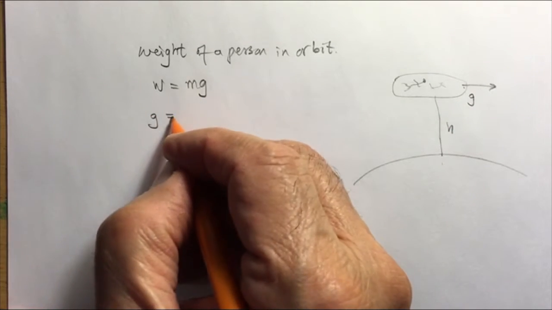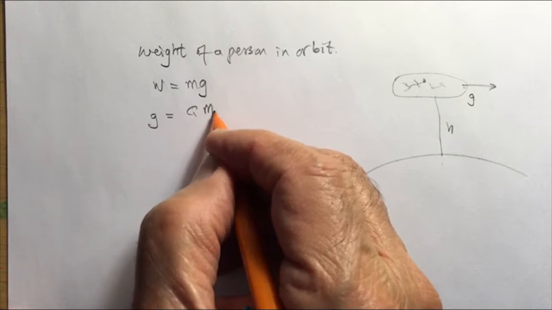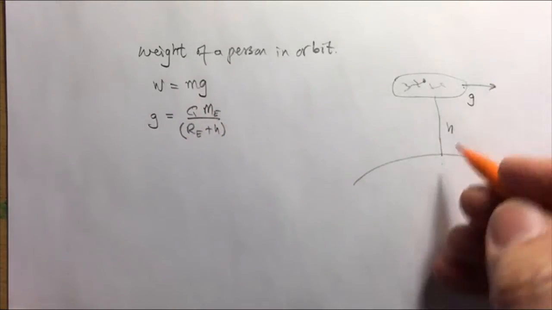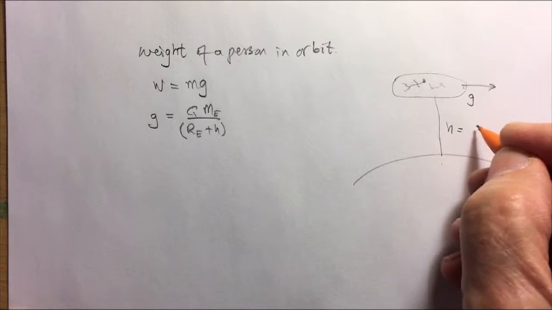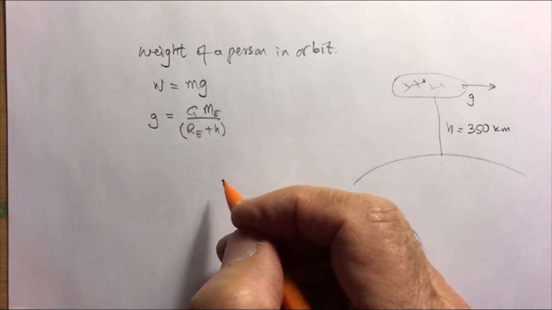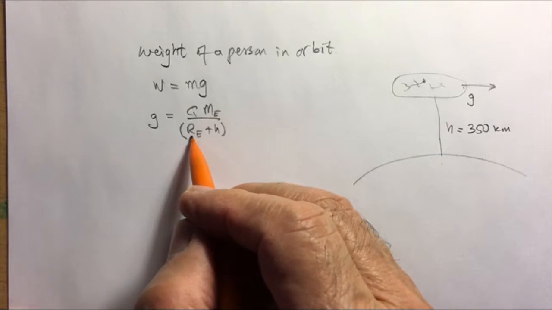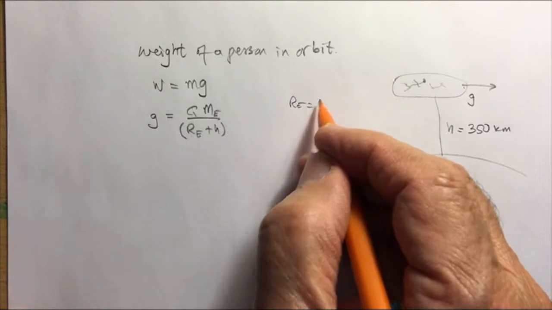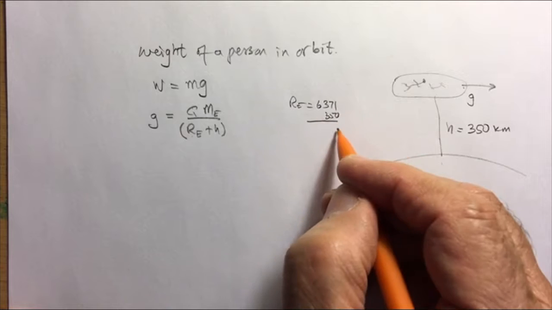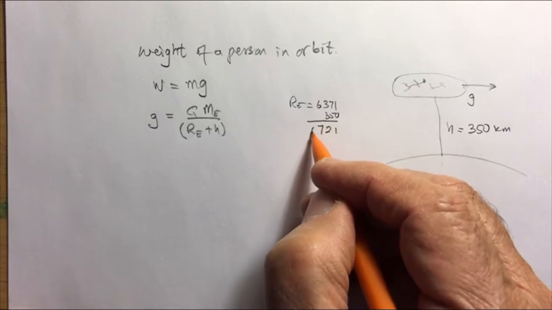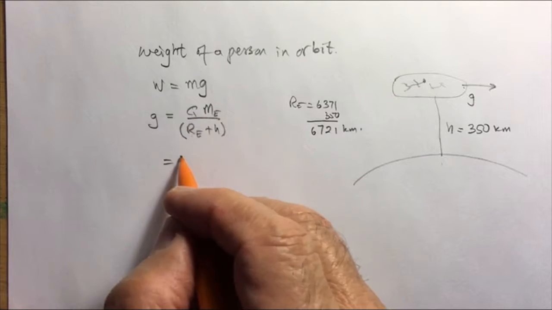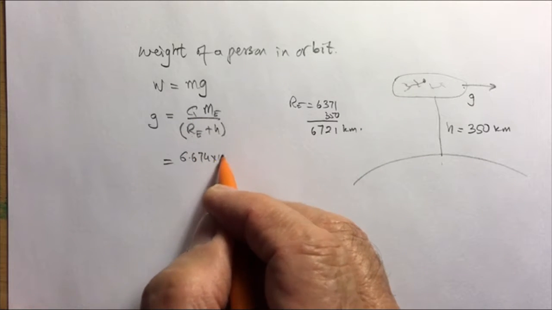For that, we would use g equals G, mass of the Earth, over the radius of the Earth plus the height. Now, considering the space station, which is at an average height of 350 kilometers above the surface of the Earth, and the radius of the Earth itself, RE, is 6371, and this is 350, so it becomes 6721 kilometers.